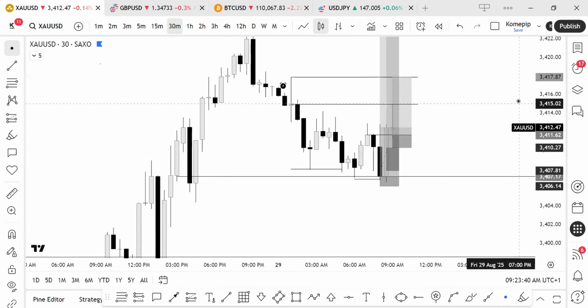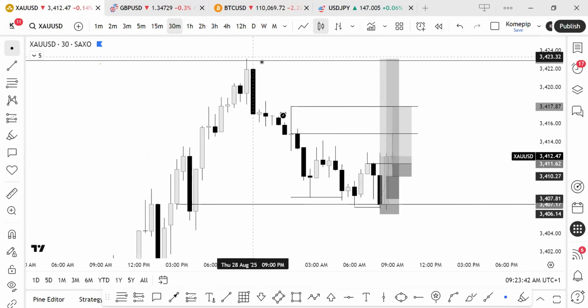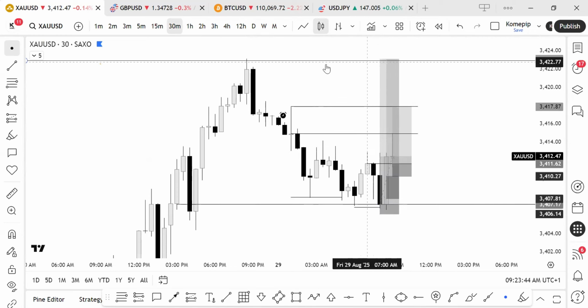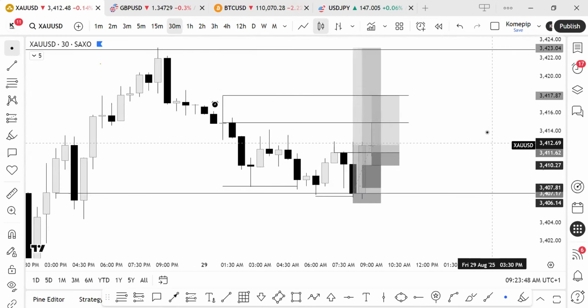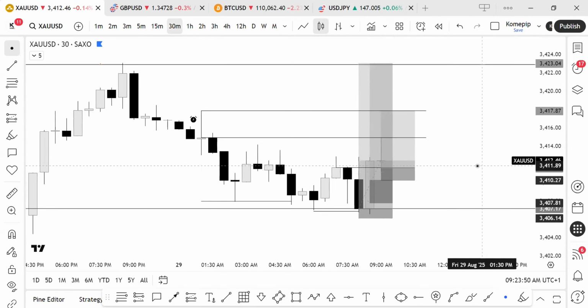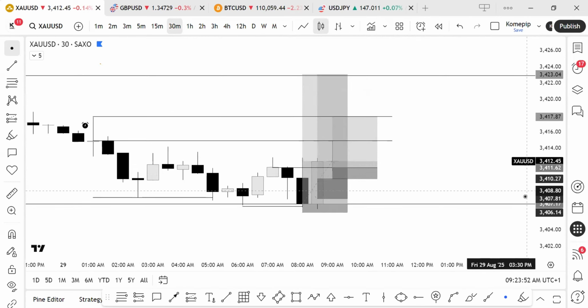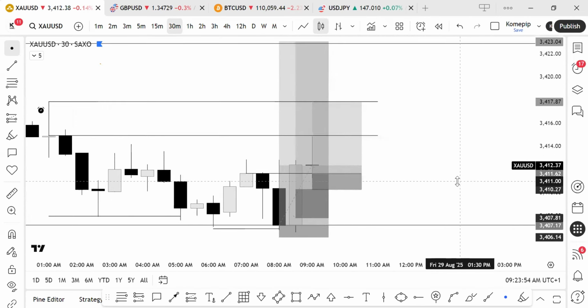But overall, on the higher time frame, I already showed us why we're targeting that high, right? And now you know the reason behind the setup, isn't it? So I hope it's clear.